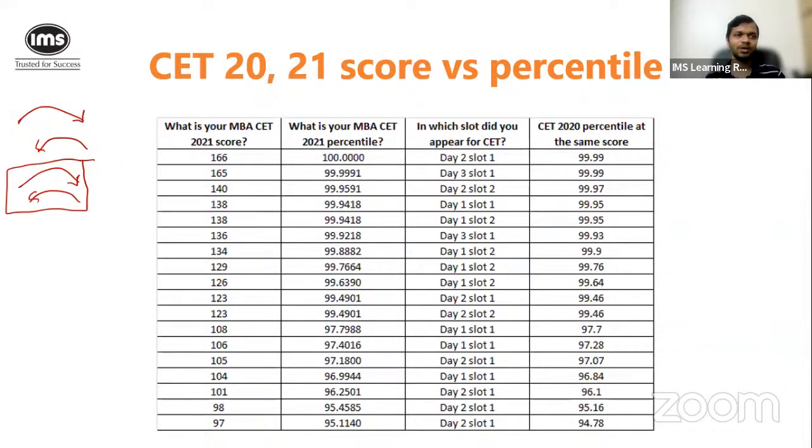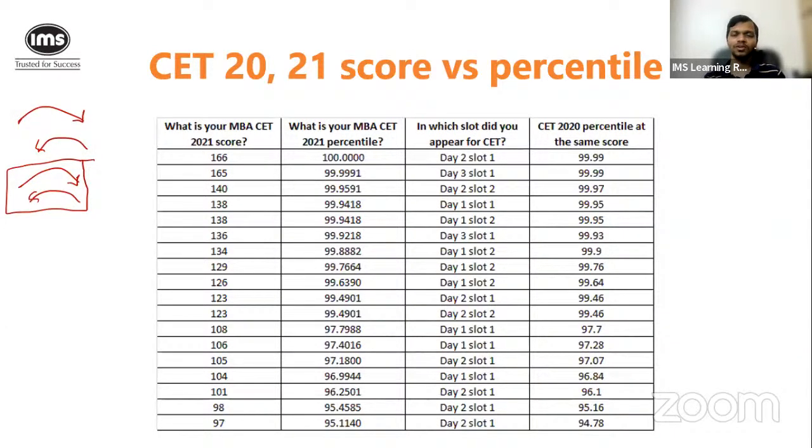See, when I was a student like you guys, the only clarity that we had was that a score of 155 plus or 150 plus is what you need for JBIMS. So the entire year, whatever I was doing for CET, my focus was very clear that I have to score that much.